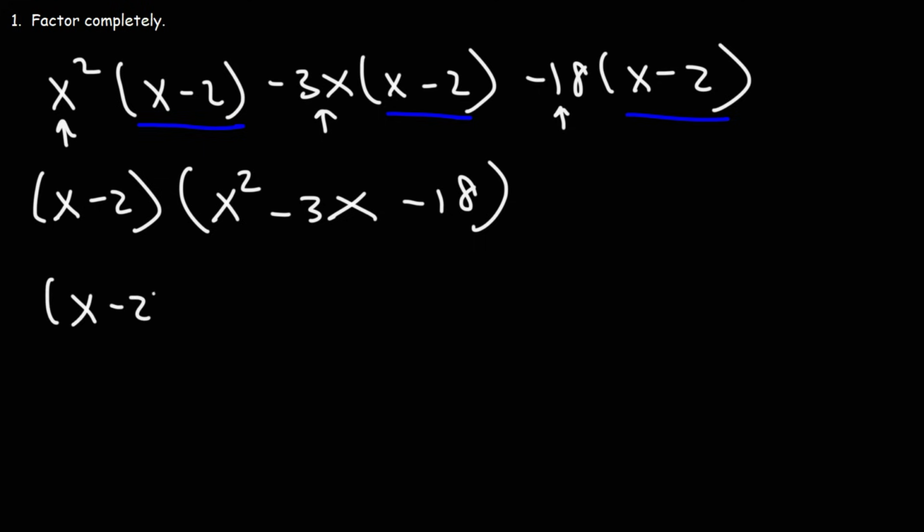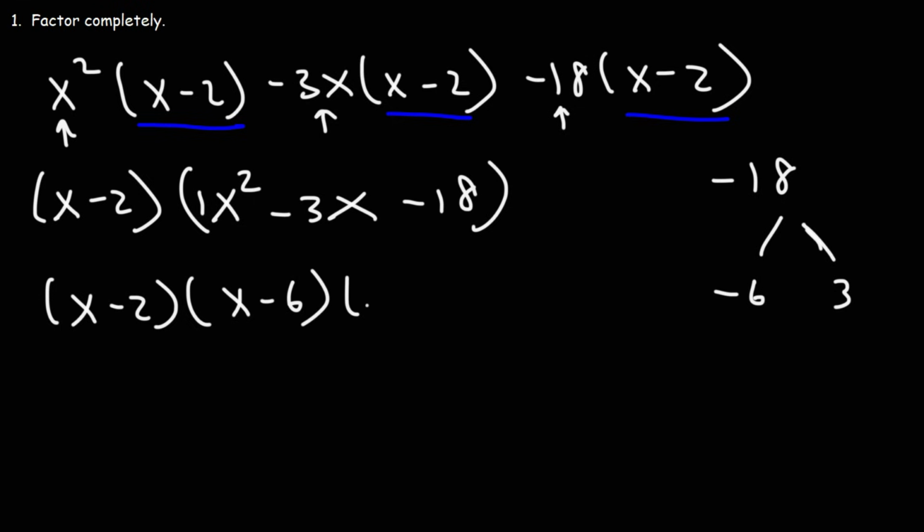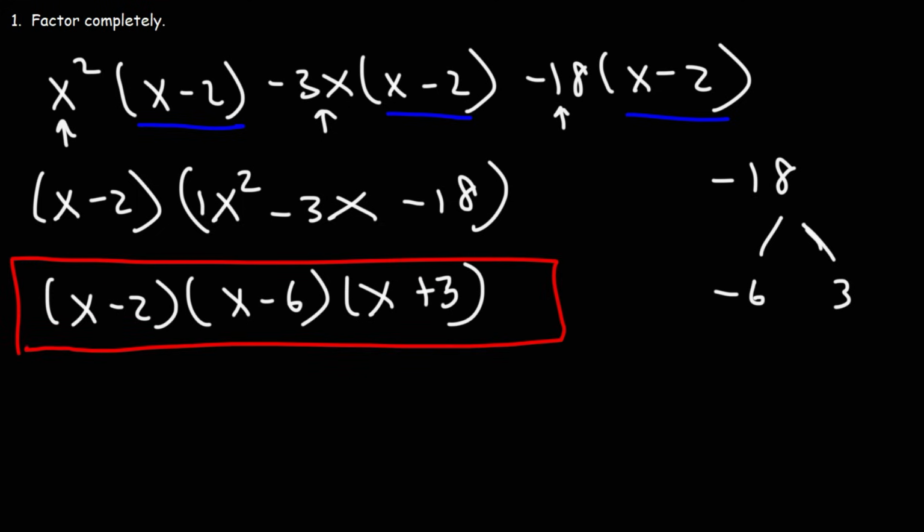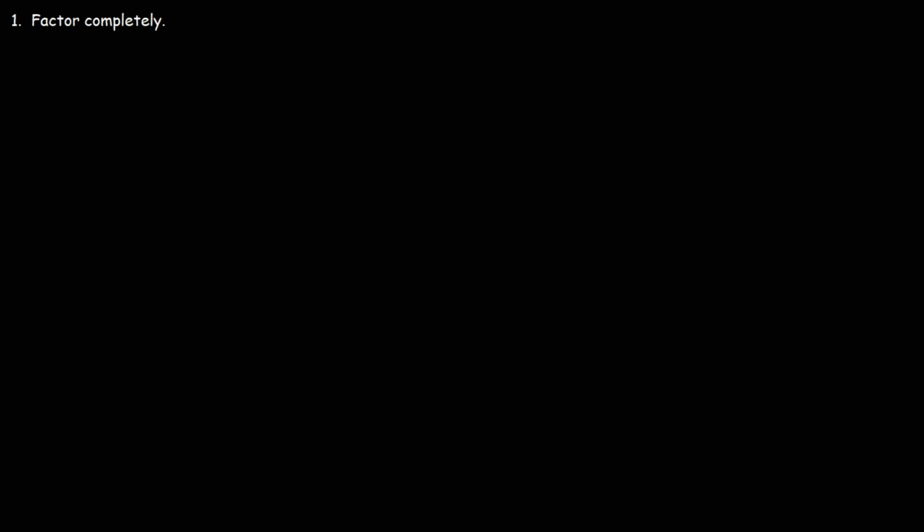So now we have a trinomial with a leading coefficient of 1. We've got to find two numbers that multiply to negative 18 but add to negative 3. That's going to be negative 6 and positive 3. So the factor of this trinomial is simply going to be x minus 6 times x plus 3, and that is the final answer for this problem. It looked complicated initially, but it turned out that the problem wasn't that bad.